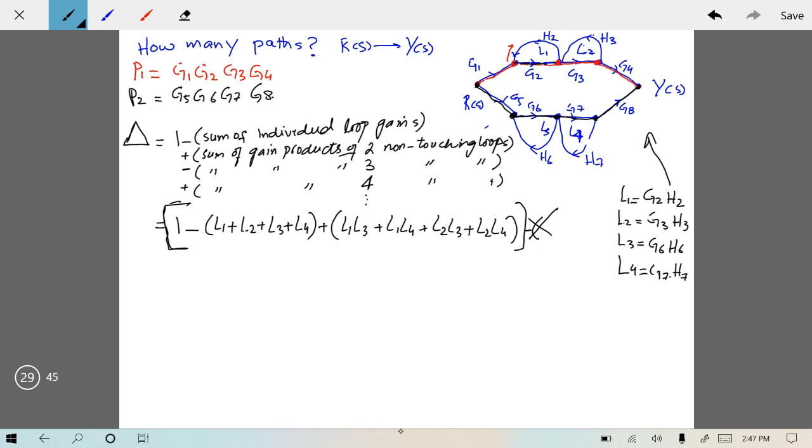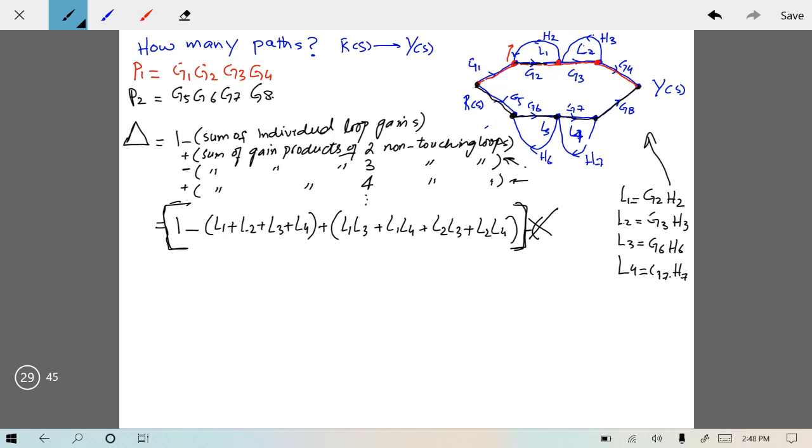This formula ends over here because you cannot find any three loops that are all non-touching. L1, L2 are touching. So there is no combination of any three loops in this graph, and our formula ends over here. If there were, we would have moved to this point. If there were any four non-touching, and this goes on.